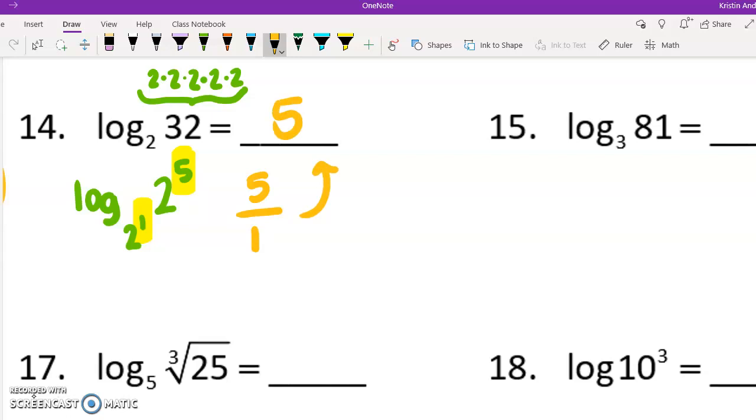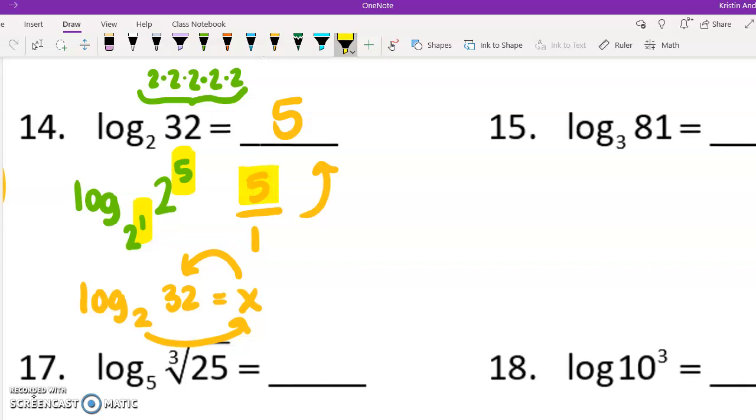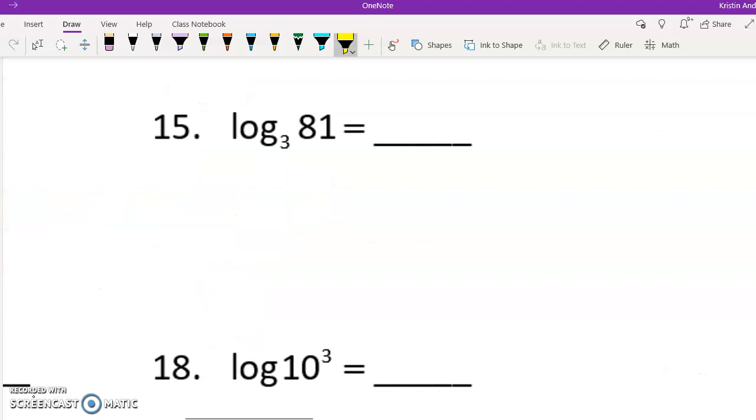Does that make sense? Otherwise, you can go log base 2 of 32 and then say equals x and just do 2 to what power is 32. It's really the same thing. This is just a neat, more organized way of rewriting them. I'm a fan of it.